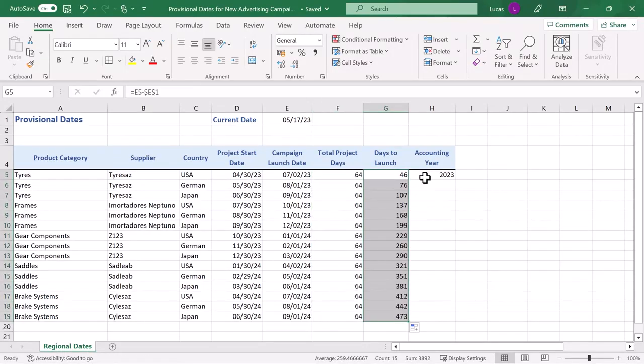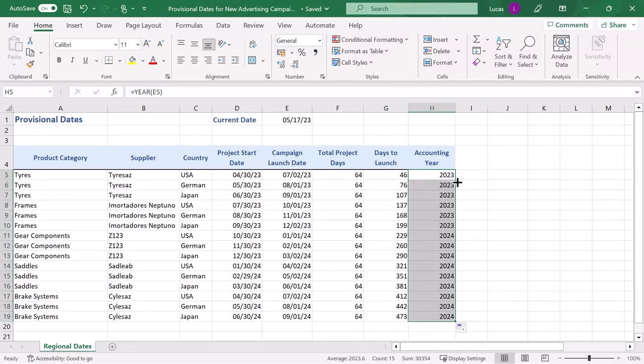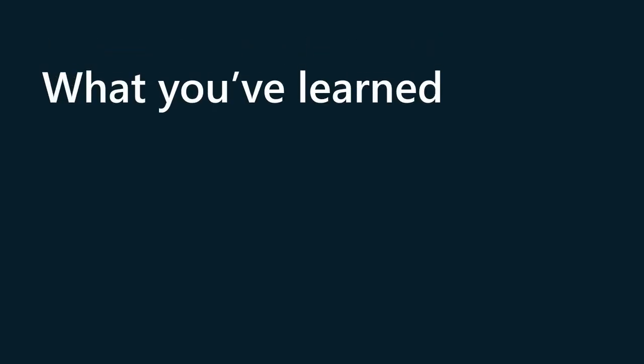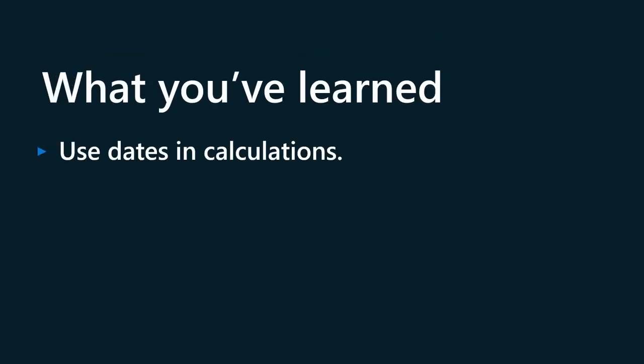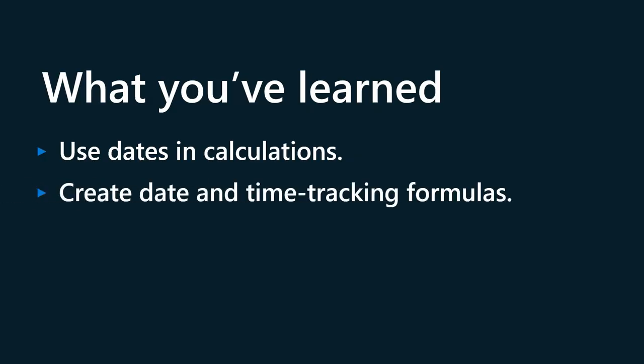Use the autofill double-click shortcut on each formula to copy it down through the column to row 19 and complete the spreadsheet. You should now understand how Excel works with dates in calculations and be able to create some common dates and time tracking formulas. Thanks to your work in these formulas, AdventureWorks now have a clearer picture of how much time is available for each stage of this project. Well done.